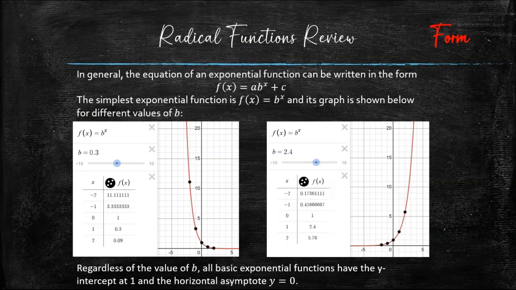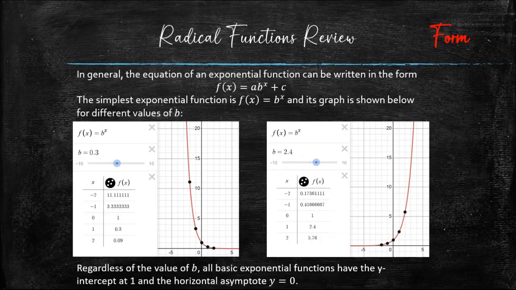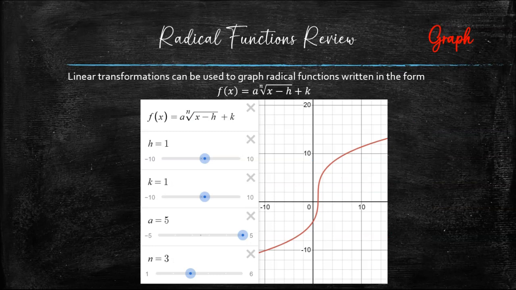Now, when you add some, I have a wrong slide over here. When you add some coefficients h and k here, according to the linear transformation rules, all it does is shift the origin to the point with coordinates h and k.